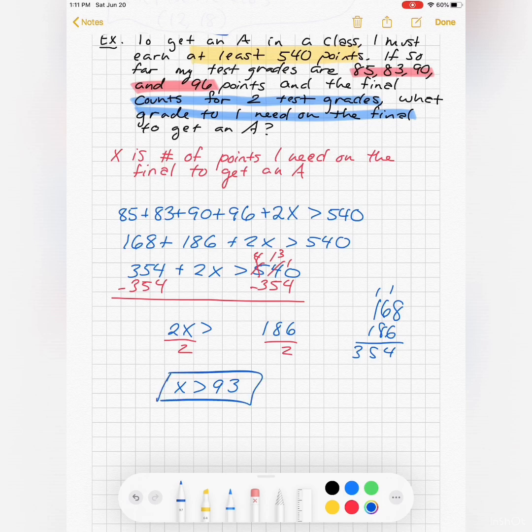So I have to answer the question. So what grade do I need on the final? What grade do I need on the final to get an A? So I need at least a 93 on the final.